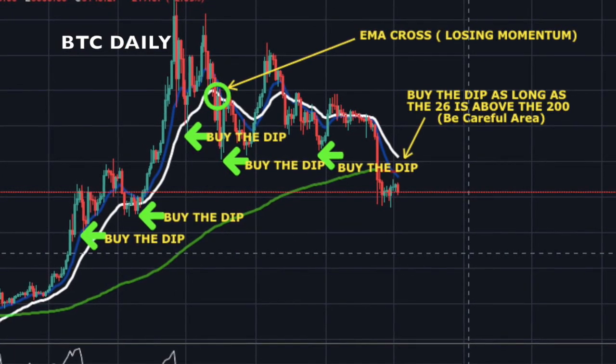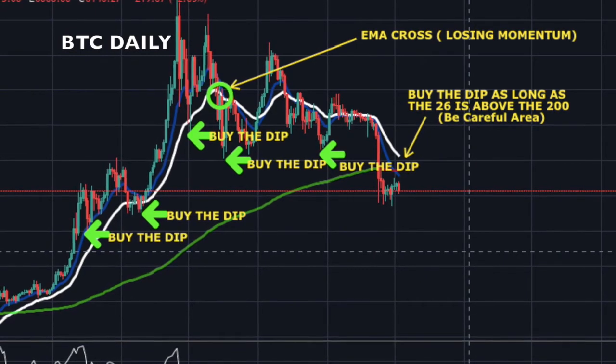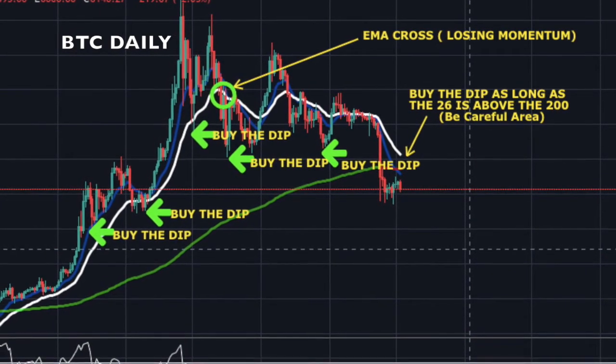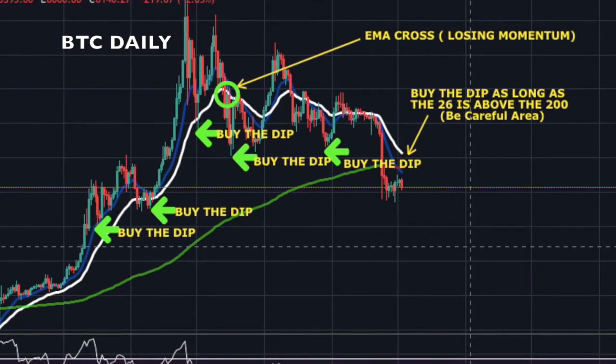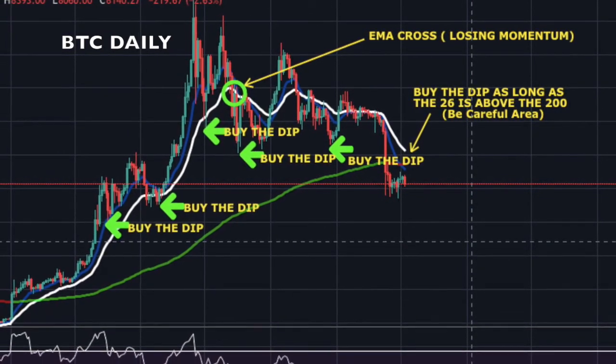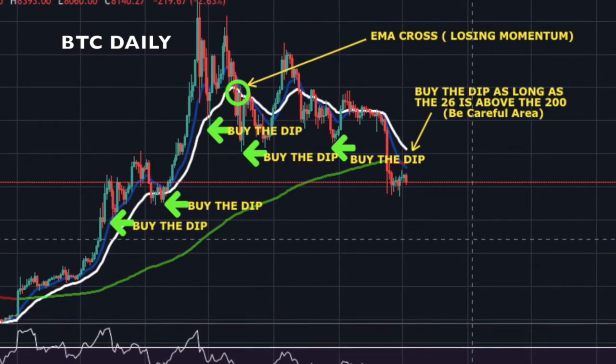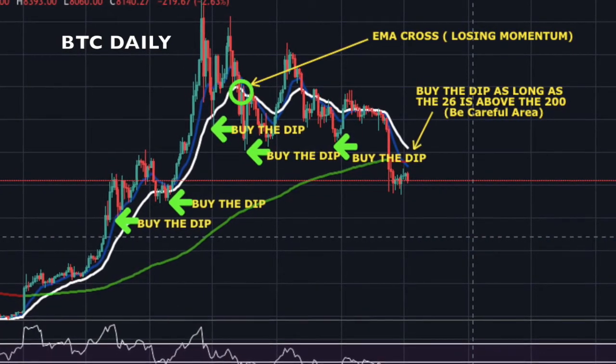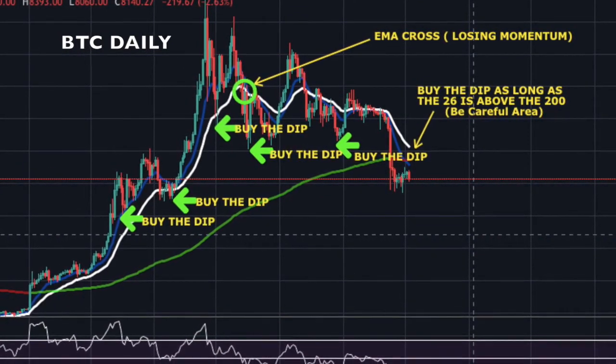And you want to catch the initial part of the trend and not the final part, nor the consolidation, nor the reversal. So keep in mind, the first buy the dips in an uptrend are always the strongest and the most profitable. So in this chart, I will show you how the strategy works finally.